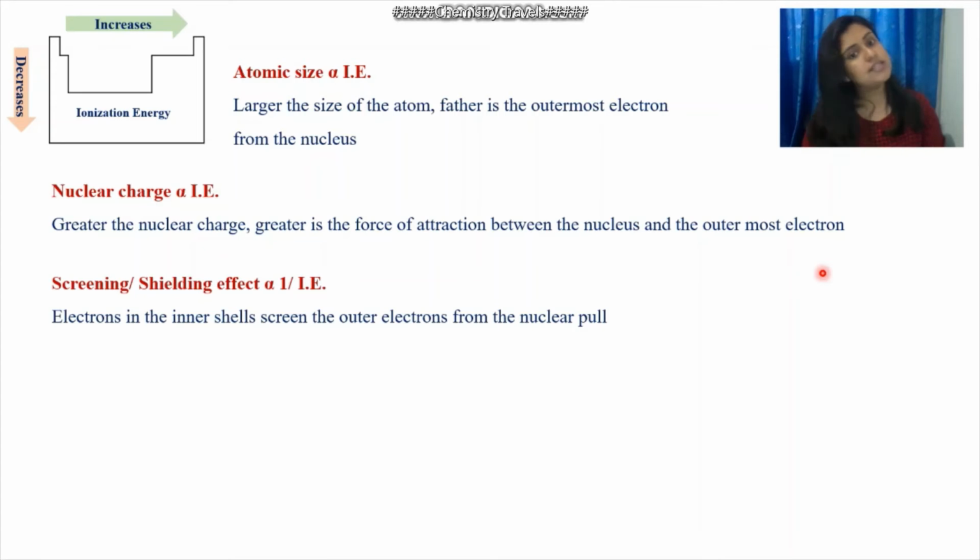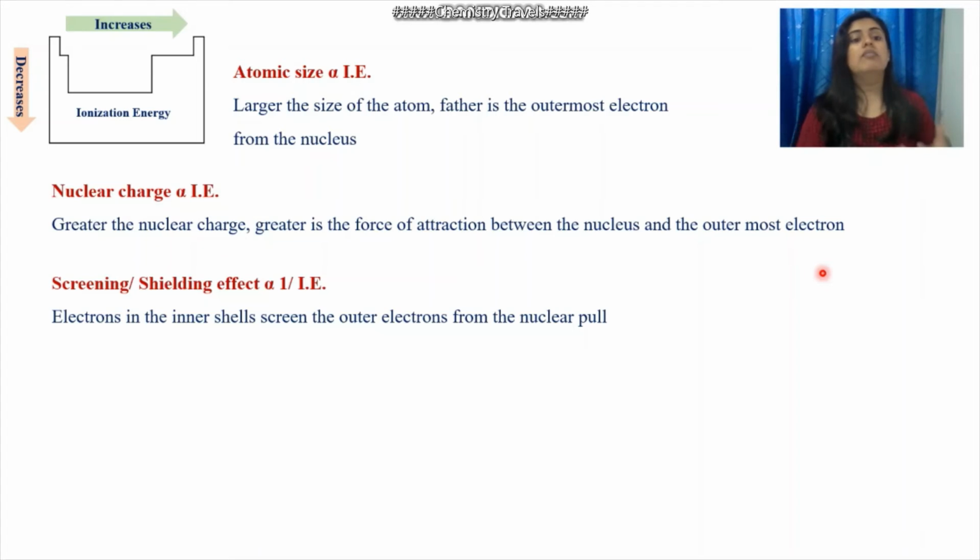The next one is the screening or the shielding effect. That is, when you have inner electrons that will shield or cover the outer electrons from the nuclear pull. The nucleus has the ability to pull all the electrons towards itself because of its positive charge and the negative charge of the electron. A force of attraction exists between the nucleus and the electrons. Now, we have the inner electrons and the outer electrons, and these inner electrons have the ability to screen or shield the outer electrons from the nuclear pull.